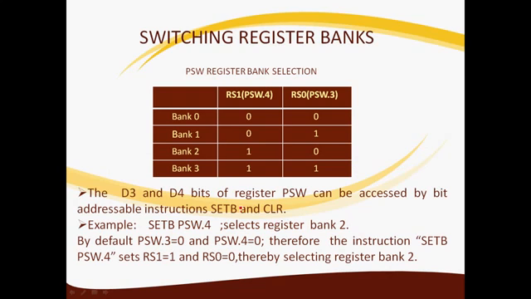Register bank 0 is set when both the fourth and third bit, that is PSW.4 and PSW.3, are 0, and for the other combinations, that is for 0 1, for 1 0, and for 1 1, register banks 1, 2 and 3 can be set.